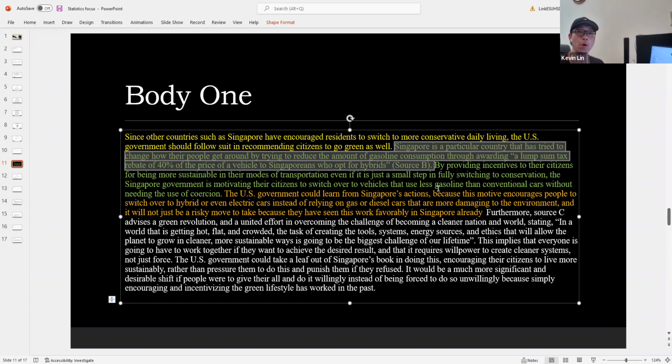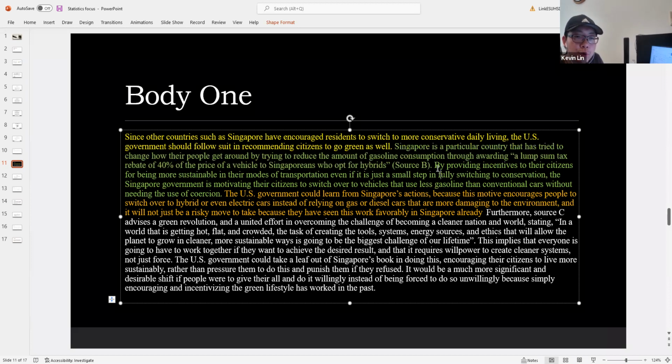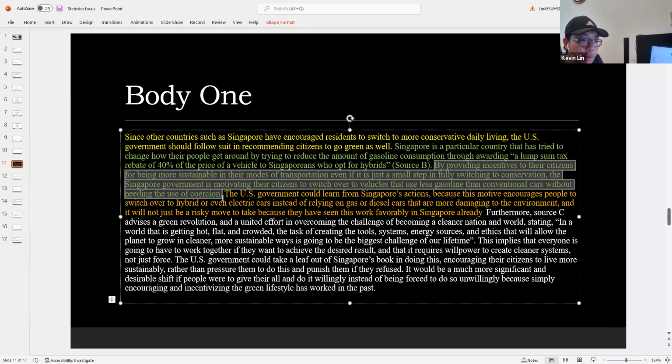That's what you want to do. You want to make sure that you are explaining it, you are showing that you're an expert of it, you have some knowledge of it, you're drawing the specifics from it, and then later a quote here and there if possible. So far, so good. They also wrote, by providing incentives to their citizens for being more sustainable in their modes of transportation, even if it's just a small step in fully switching to conservation, the Singapore government is motivating their citizens to switch over to vehicles that use less gasoline than conventional cars without needing the use of coercion.